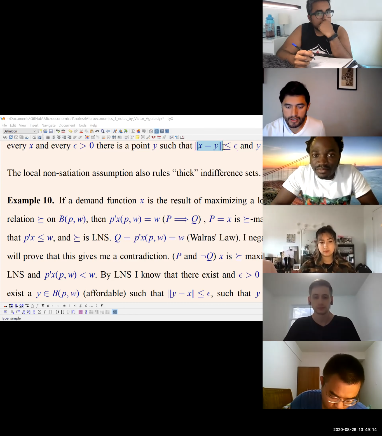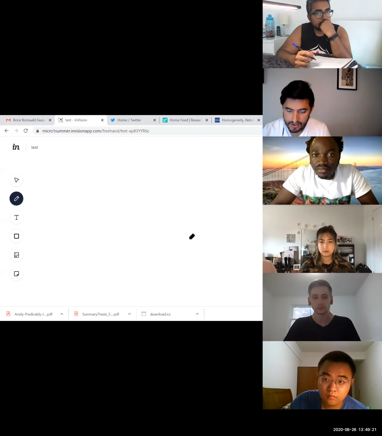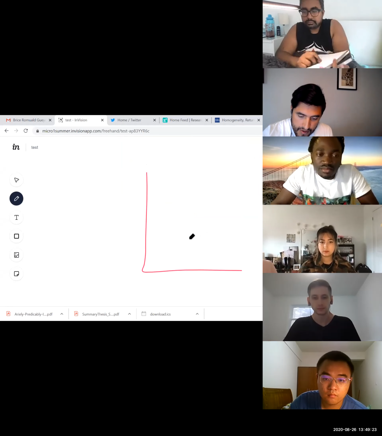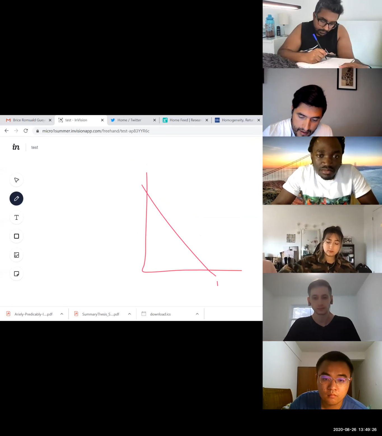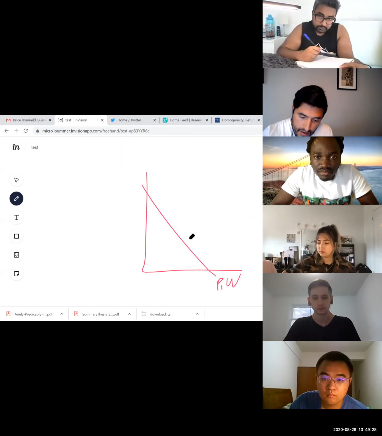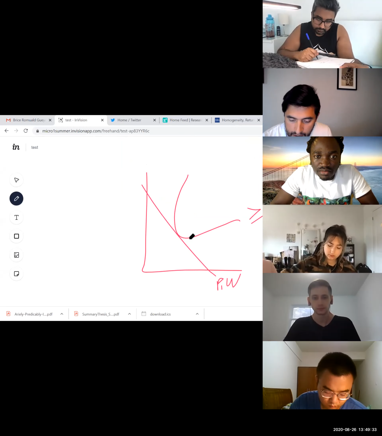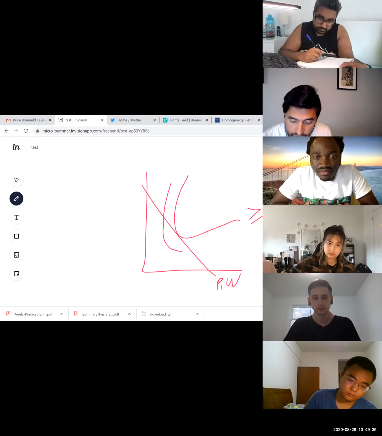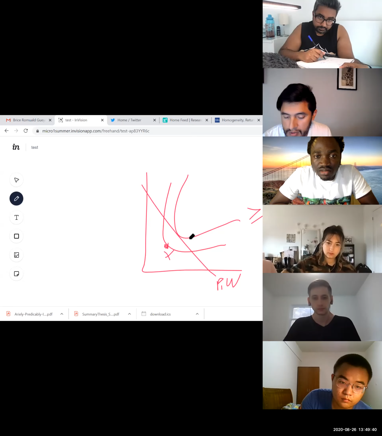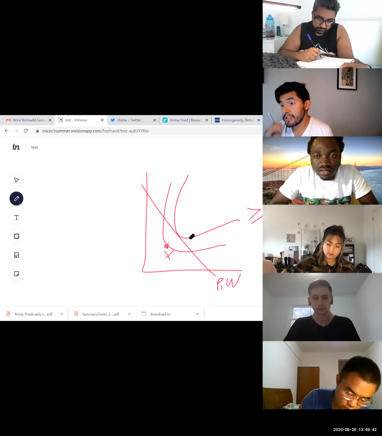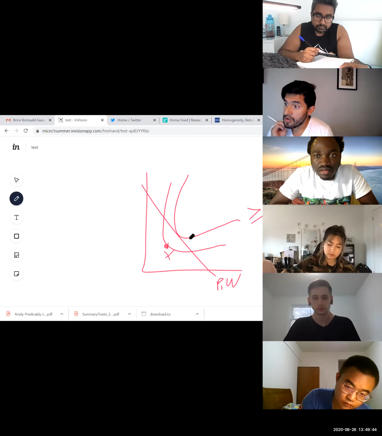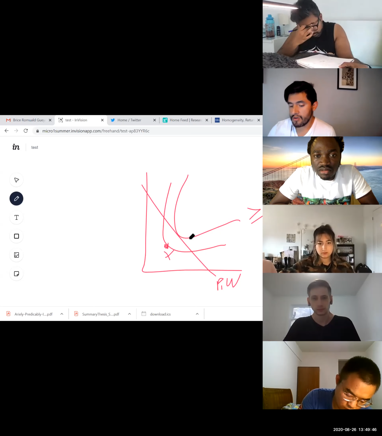So let's go to the board. What I'm telling you is this: you have some preference relation, you have a budget line, and however, your maximization point is here. This is the demand, which is below the budget line. And I'm assuming this is locally non-satiated, right? So go for it. Is this possible?